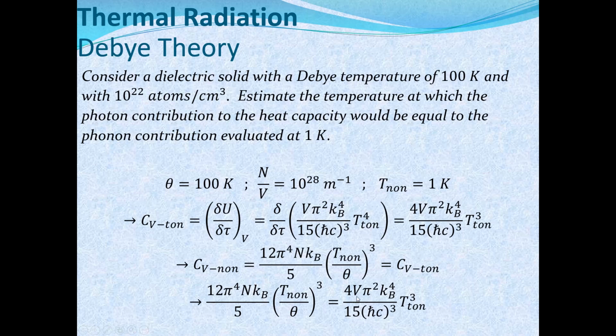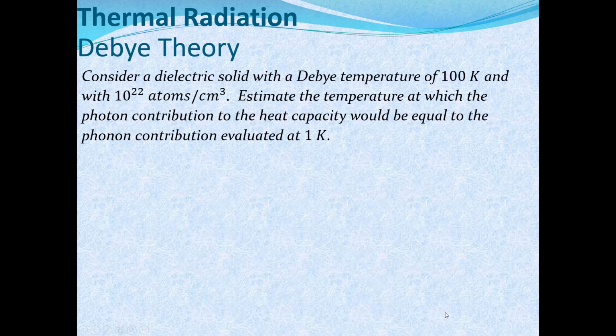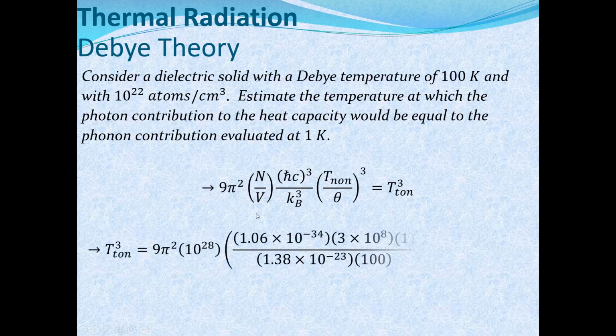And then, setting this equation equal to this and solving for the photon temperature. I know it's a little confusing with some of the stuff. Plug in the numbers that we're given, and we end up getting that the photon contribution is 2.22 times 10 to the 5th Kelvin. So that would be the temperature needed so that the photon contribution is equal to the phonon contribution at 1 Kelvin.